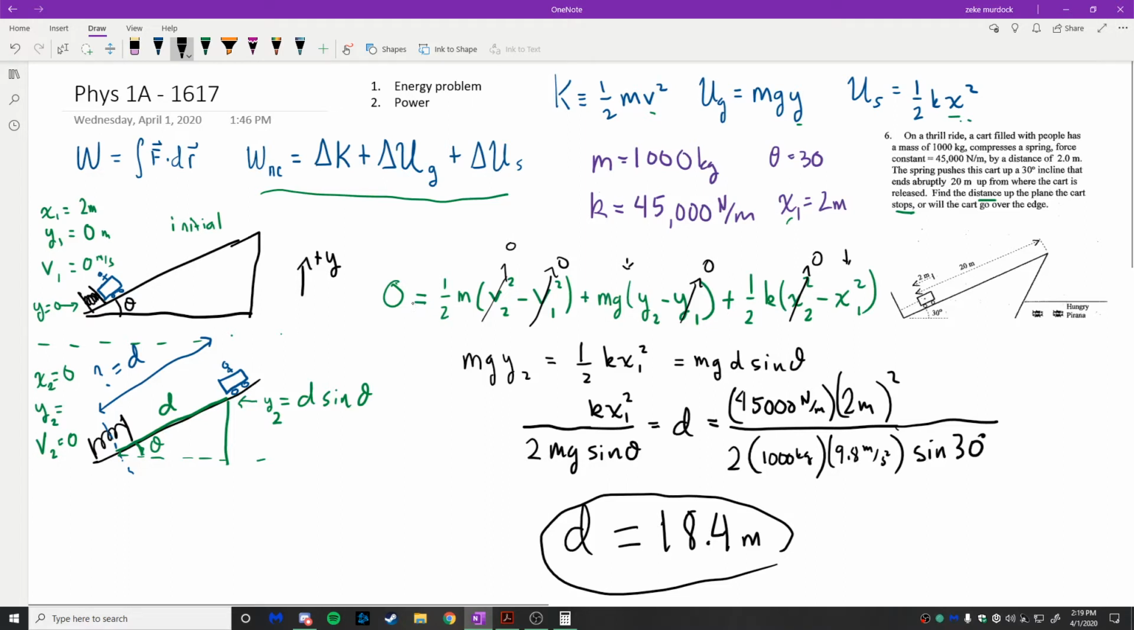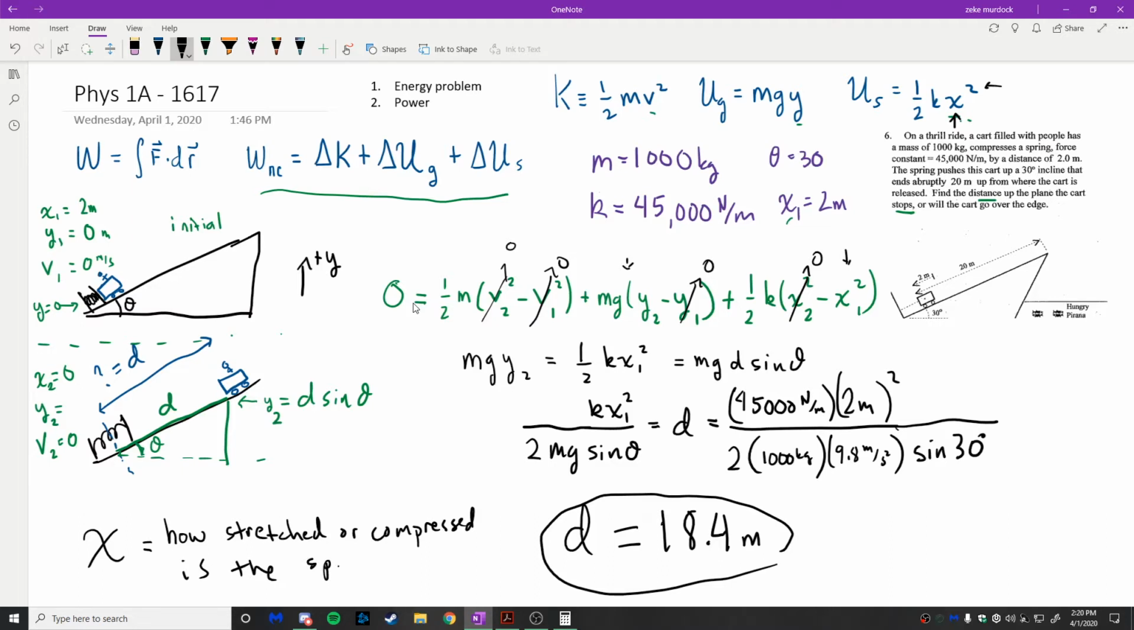I just said x represents the compression of the spring, so it can either be positive or negative. It doesn't matter what you choose because it's squared, right? So it doesn't matter if you put in positive or negative for x. This just means that all the x represents in the 1/2 kx squared equation is how stretched or compressed the spring is. Okay, cool, no problem. That's something that people definitely get confused about.